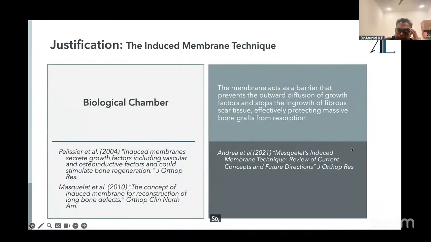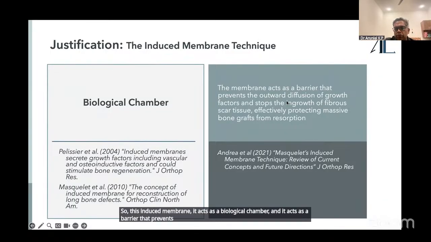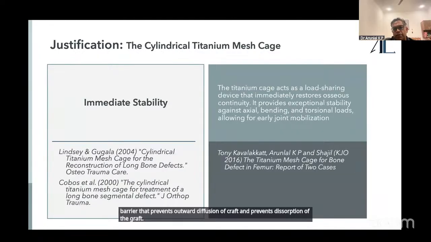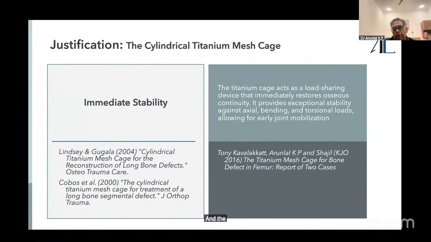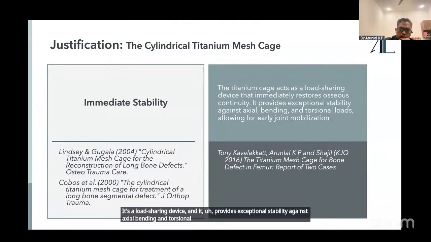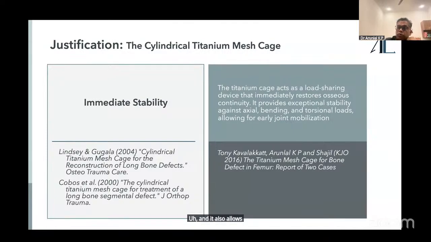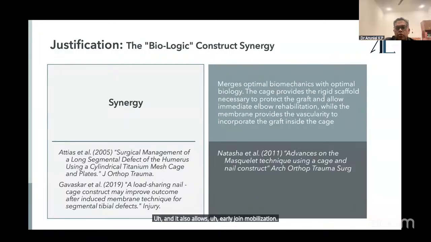So this induced membrane acts as a biological chamber, and it acts as a barrier that prevents outward diffusion of graft and prevents resorption of the graft. And the cylindrical titanium mesh cage is a load sharing device, and it provides exceptional stability against axial, bending and torsional forces, and it also allows early joint mobilization. Using these two together, there is synergy. There is optimal biomechanics with the biology.